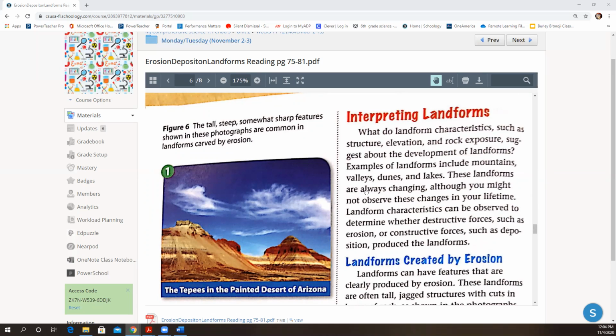These landforms are always changing. Although you might not observe these changes in your lifetime, landform characteristics can be observed to determine whether destructive forces such as erosion and constructive forces such as deposition produce the landforms.